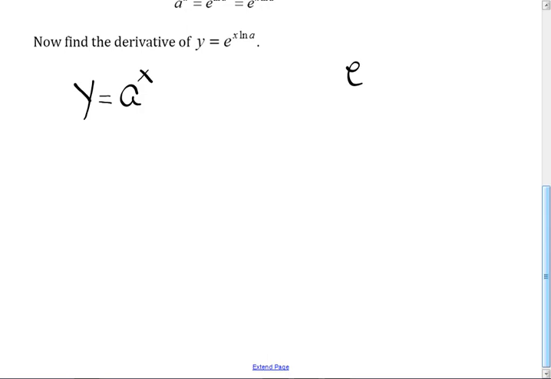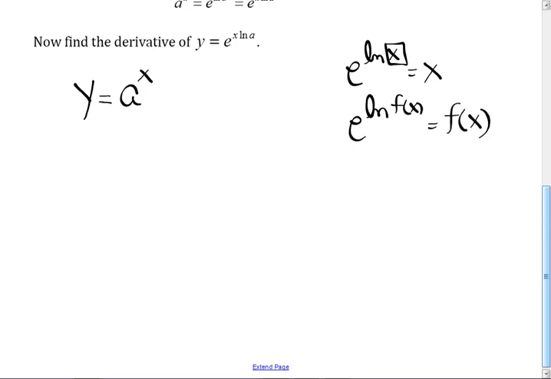Do you remember what e to the log of x is from last week? That's just x. Remember that e and ln are inverse functions, inverse operations. So if I have e to the ln of f of x, what's that equal to? f of x. So I can go backwards. I can start here and go that direction. So if I have a to the x, I can rewrite that as e to the log of what? a to the x.